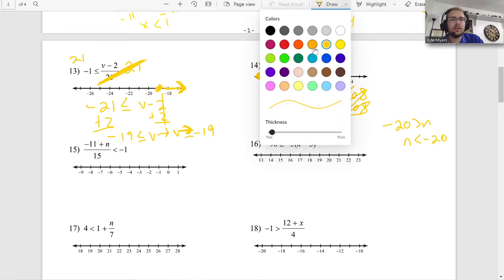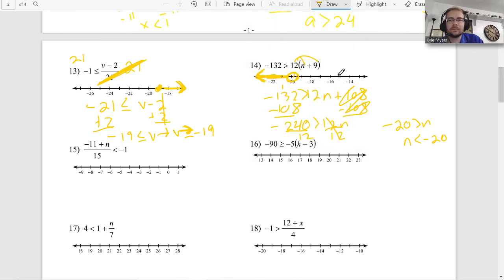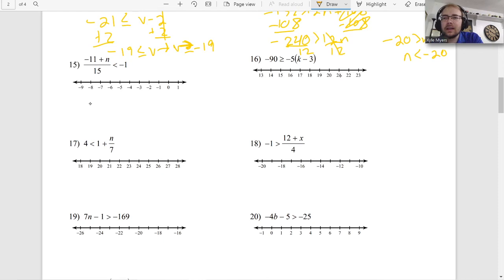And I go on to the next problem. So 15 here, I got 15 on both sides, 15, 15, negative 11 plus n, less than negative 15. Multiply both sides by 15, not negative 15, so I don't need to flip the sign, and then I'm going to add 11 to both sides. So I have n less than negative 4, and then I go like this. All right, cool. Done with that. On to the next one.